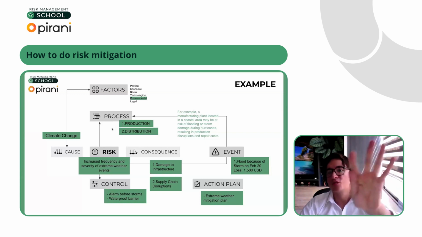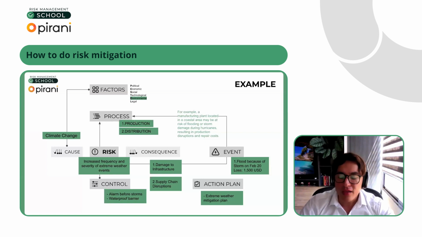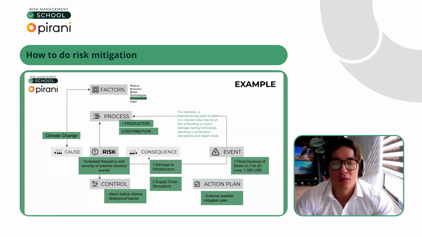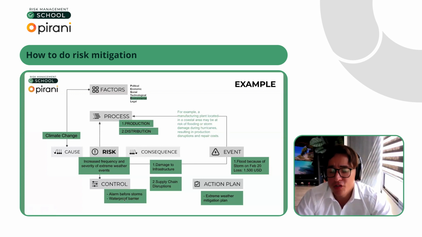So until here, I have the risk assessment and identification. Okay, so what can we do for controls to mitigate the specific risk? Maybe we create 2 controls for the first one. So an alarm before storms will be... what do you think this control will be? Will it be preventive or detective?